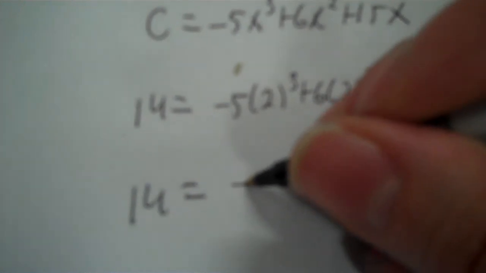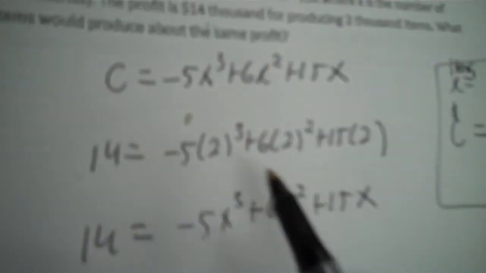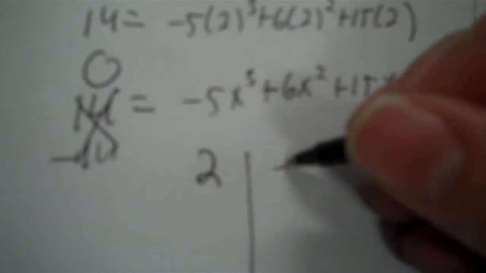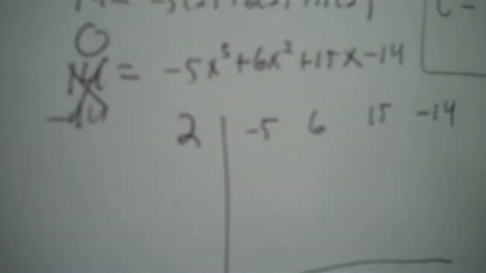Good. So that's true. Now we turn those back into x's, and I find the rest of the roots that would give me a cost of 14. So there's 3 roots. And guess what, Sparky? You already know one of them. You know one of them's 2. Okay. So I'm going to minus 14, move everything to one side, and I'm going to synthetically divide. I'm not going to waste time trying to group them. So I got a 2, and then I'll divide from there, and I got a negative 5, a 6, a 15, and a negative 14. You got to remember to move the 14 over.